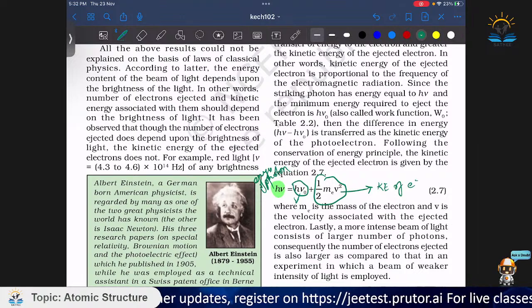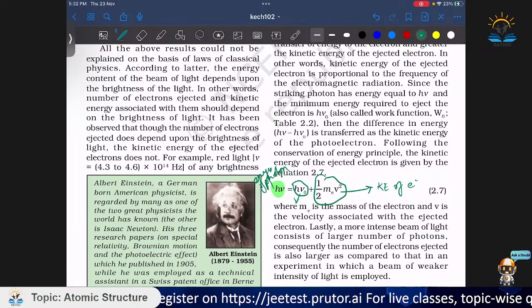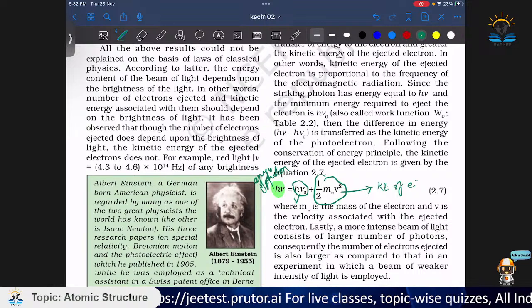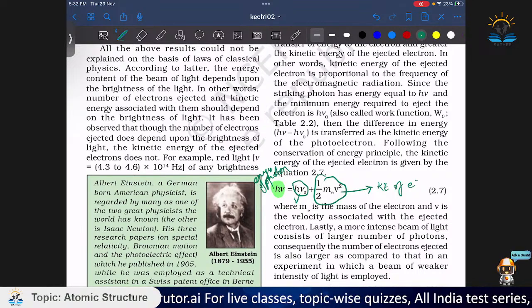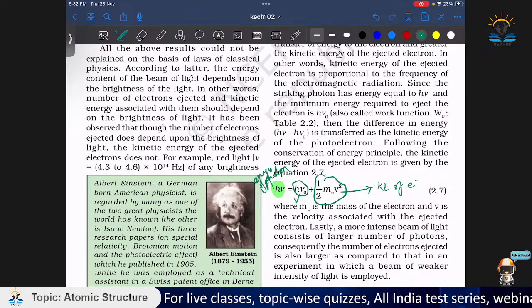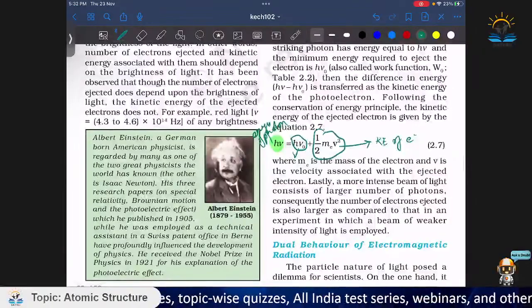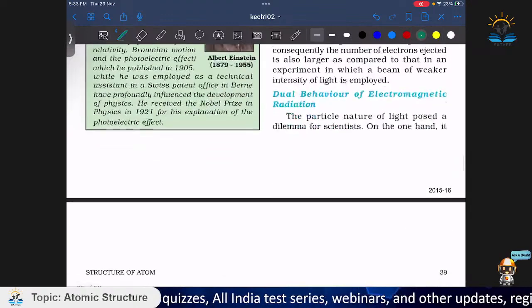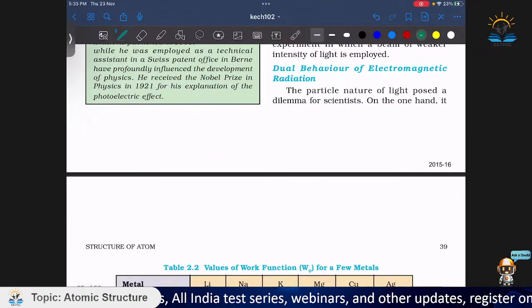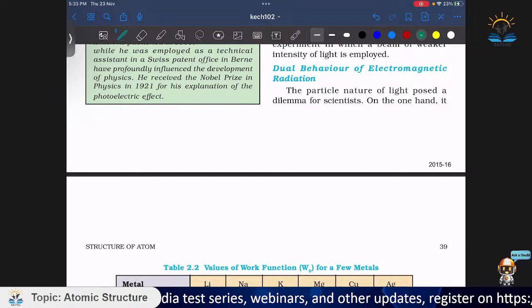So the electron will have this much kinetic energy, apart from the energy required to release it from the surface, which is h mu naught. We can calculate this kinetic energy of the electron by subtracting the energy required to emit the electron from the total energy of the photon which we have supplied. Now, this was all showing your particle nature or wave nature at once.